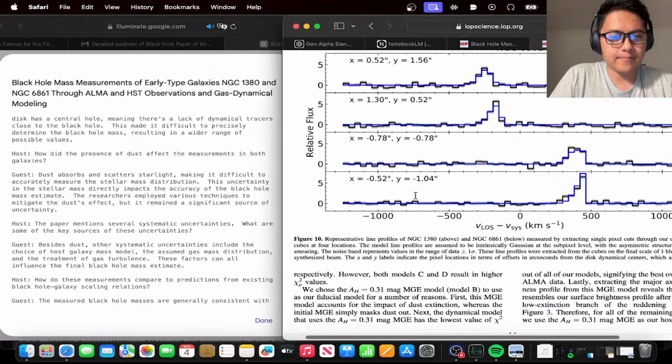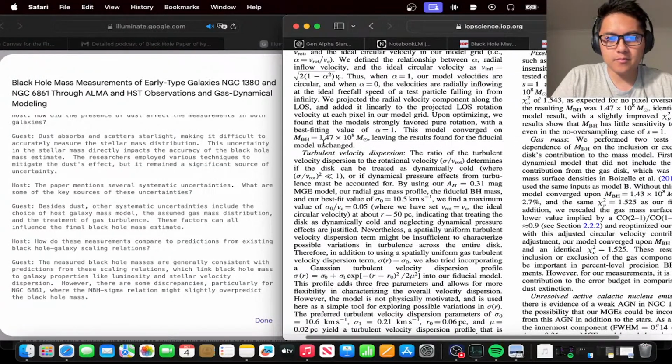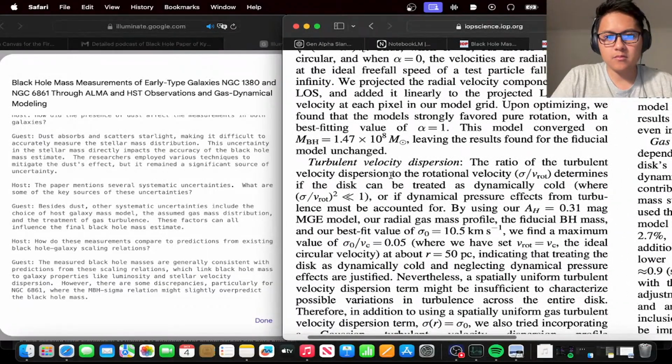Besides dust, other systematic uncertainties include the choice of host galaxy mass model, the assumed gas mass distribution, and the treatment of gas turbulence. These factors can all influence the final black hole mass estimate.